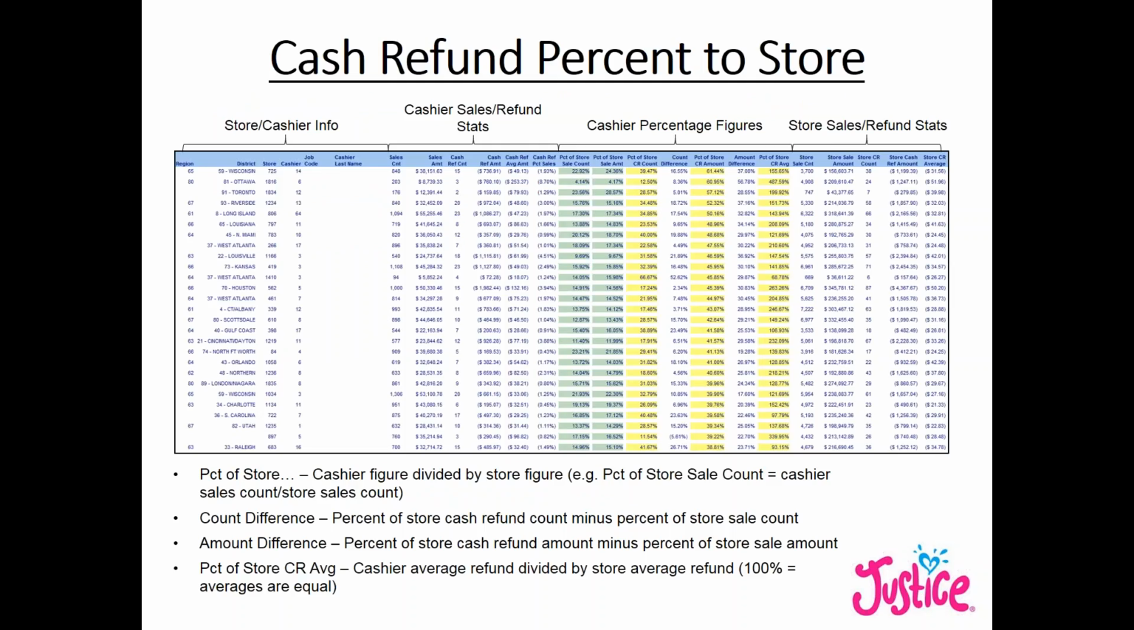So jumping right into the first report, it's our cash refund percent to store. This is a weekly report. It runs automatically. For those of you that are familiar, we are obviously running a pretty old version of XBR here in our environment, but hopefully the concepts will translate.